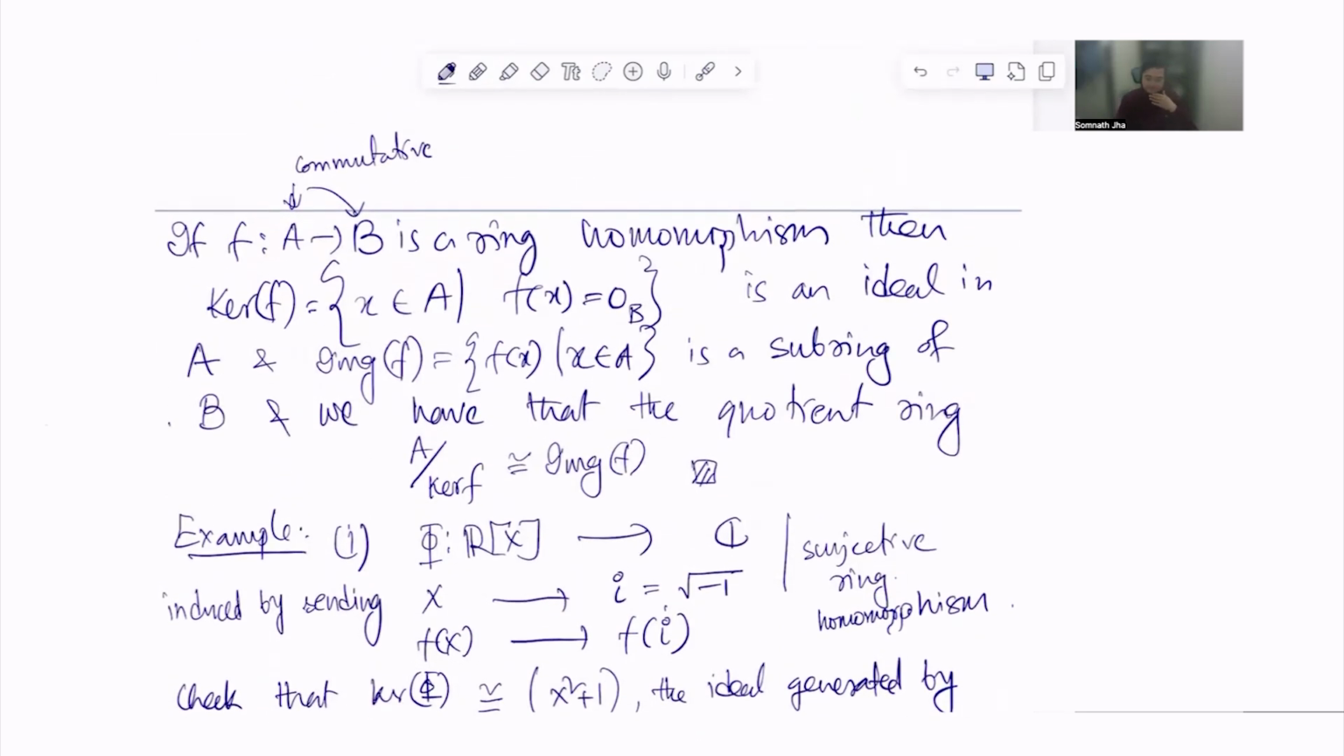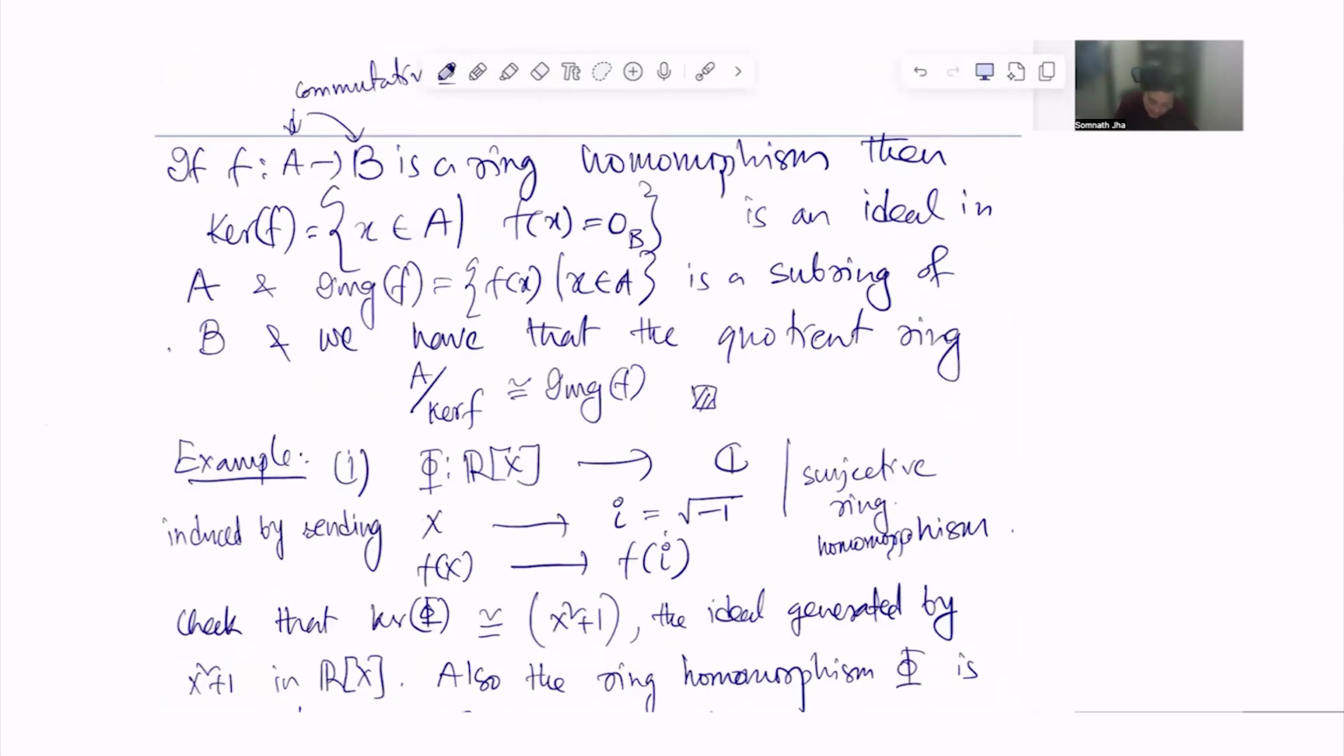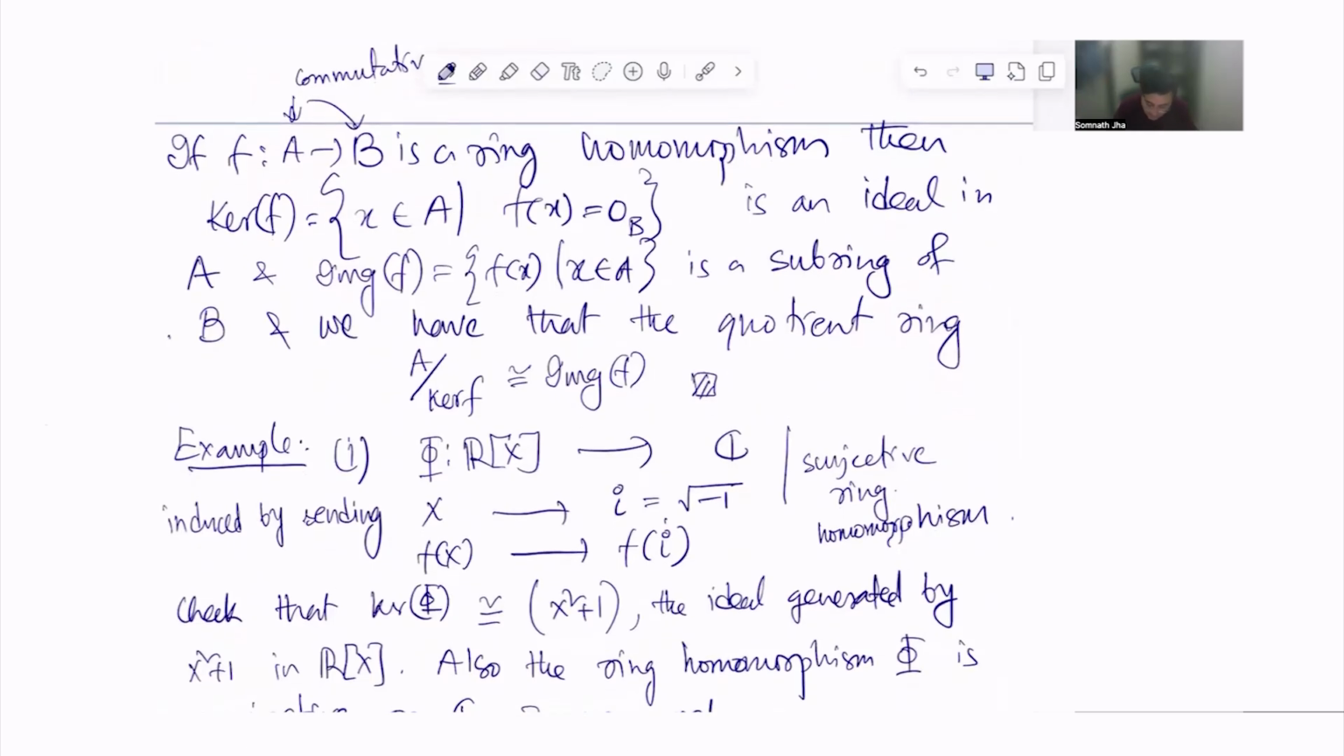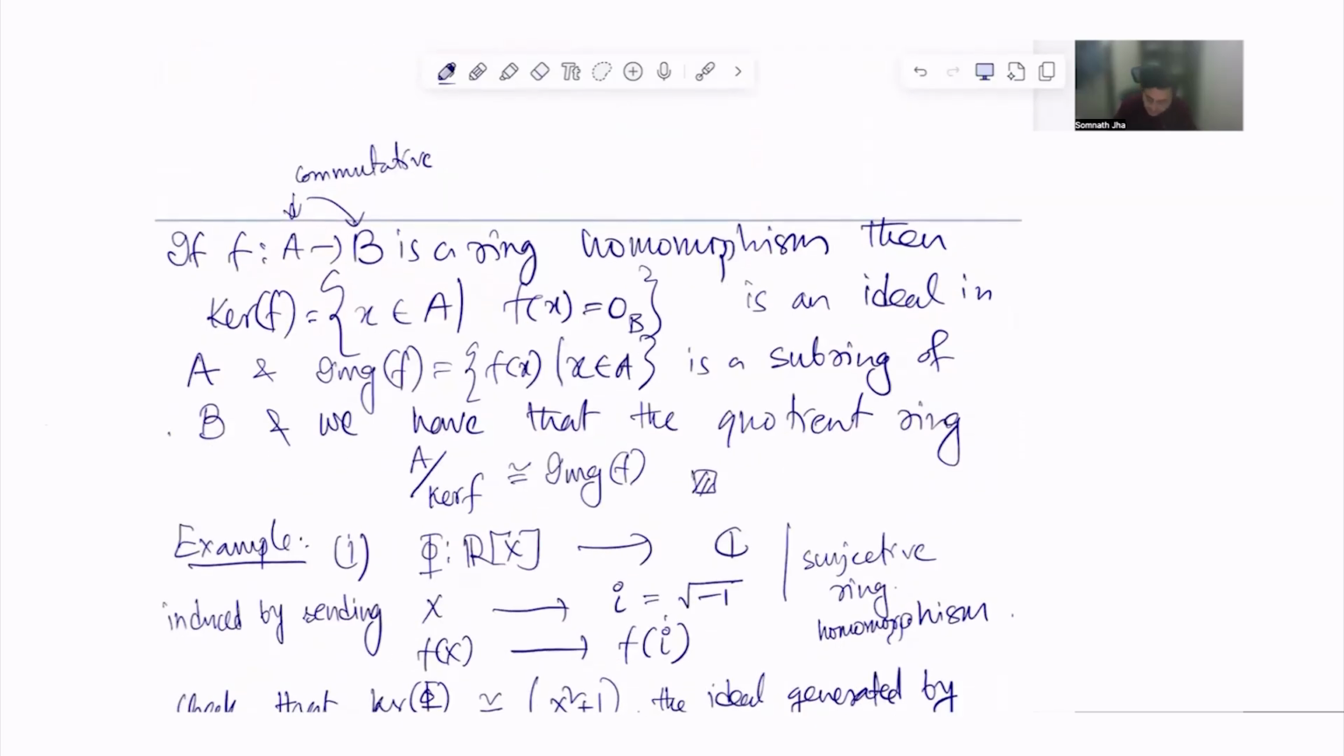If I call this map phi, then R[x] modulo the kernel of phi is isomorphic to C. Now I'm claiming what the kernel is. You can see that x goes to i, so x squared goes to -1, and x squared plus 1 goes to 0. You evaluate: x squared plus 1 goes to i squared plus 1, which is -1 plus 1, which is 0.